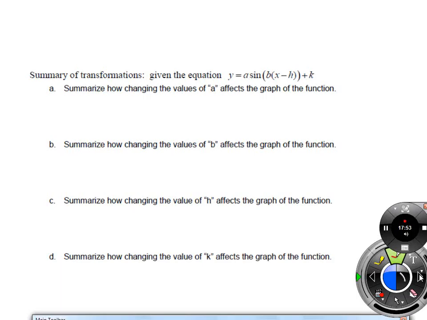Reflection? Okay, so if A is negative, we have a vertical reflection. That's one thing that A affects. What else can A affect? Vito? It could also do a stretch or compression, okay?